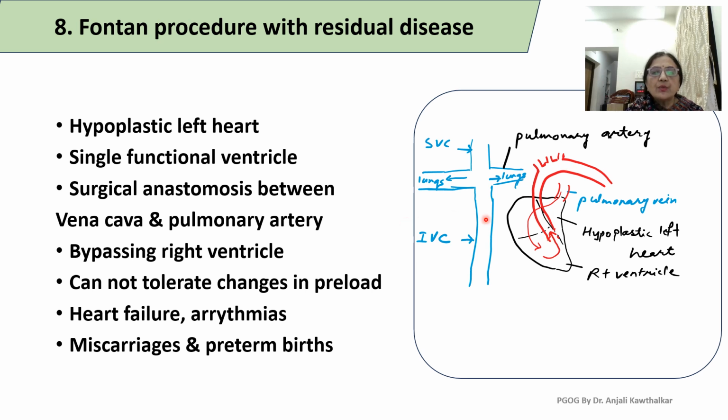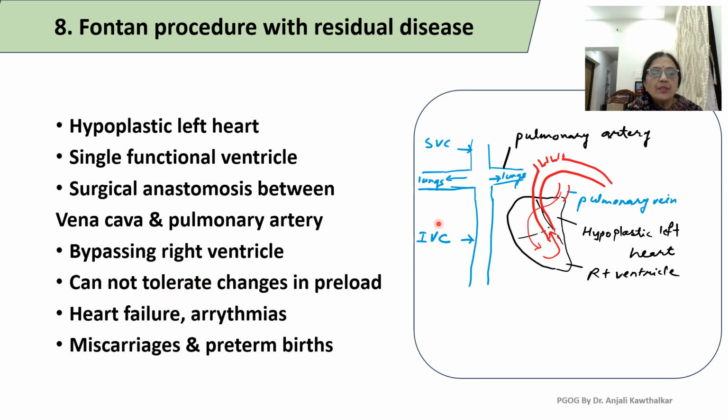This is called the Fontan procedure, where the main thing is connecting the vena cava, the superior and inferior vena cava, with the pulmonary artery. So it will bypass the right ventricle.